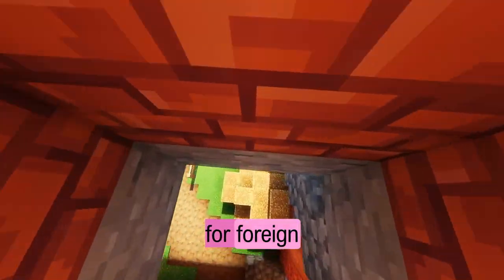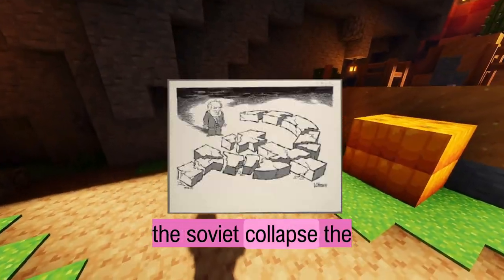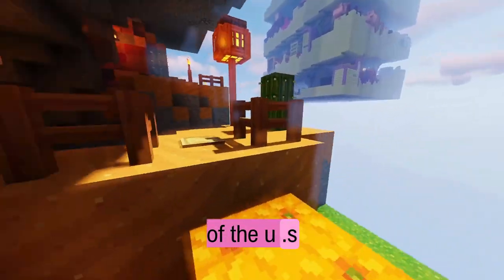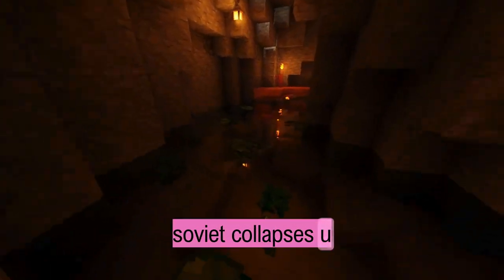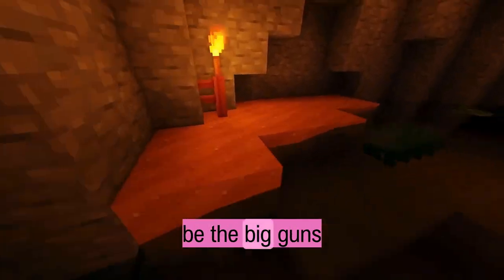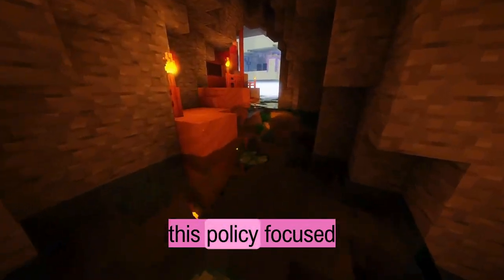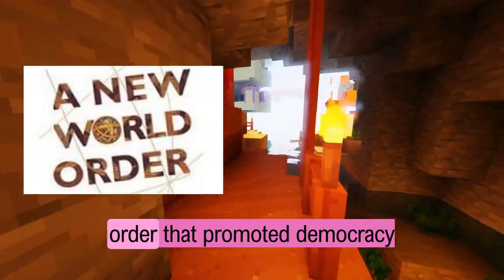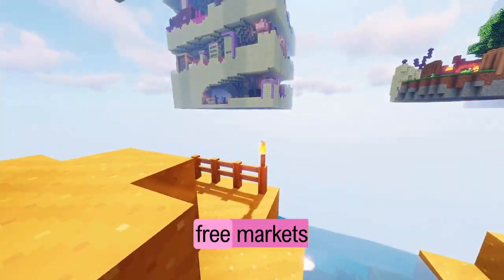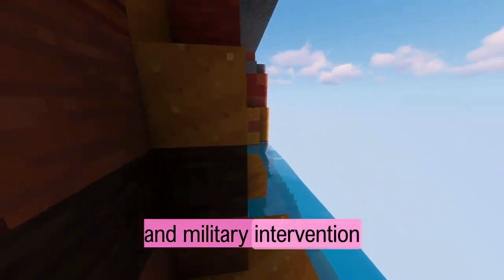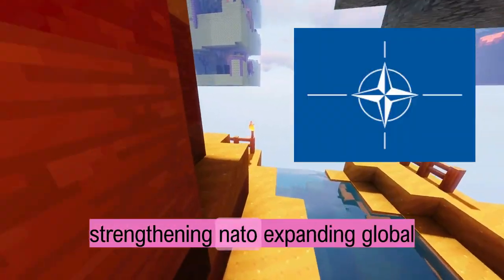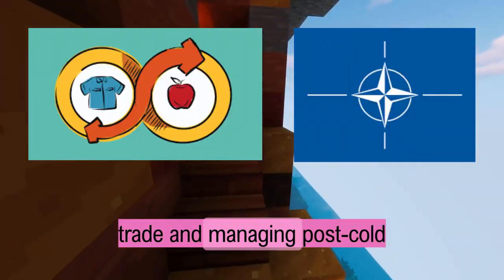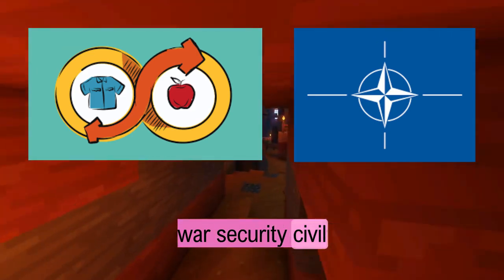Now, for foreign policy. After the Soviet collapse, the foreign policy of the US was a plan to be a sole superpower. So, Soviet collapses, US was like, alright, we gotta be the big guns. So, this policy focused on a new world order that promoted democracy, free markets, and military intervention. The foreign policy shifted towards strengthening NATO, expanding global trade, and managing post-Cold War security.